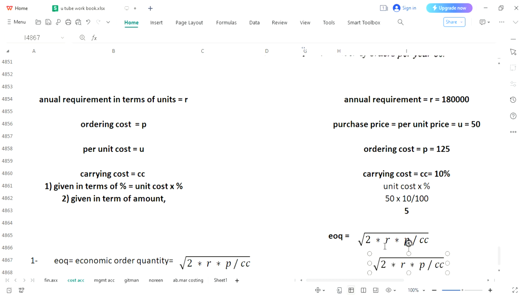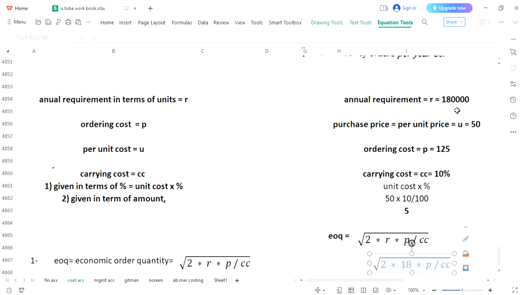In a similar way, we will be putting amounts in it. Instead of R, we have 1,80,000. So put 1,80,000 over here. And in place of P, we have 125. 2RP: look here, 2 multiplied by R. R was 1,80,000. We have put 1,80,000, and now multiply by P. P was 125. Okay, and then we need to divide by CC. CC was calculated as 5. So in this way, your formula is completed.